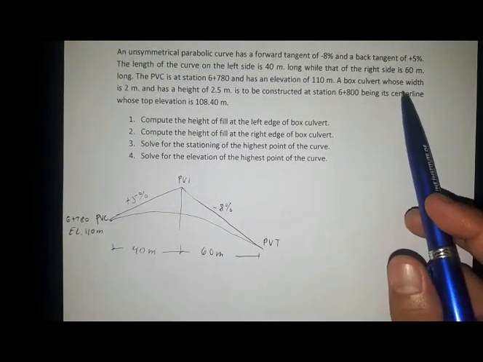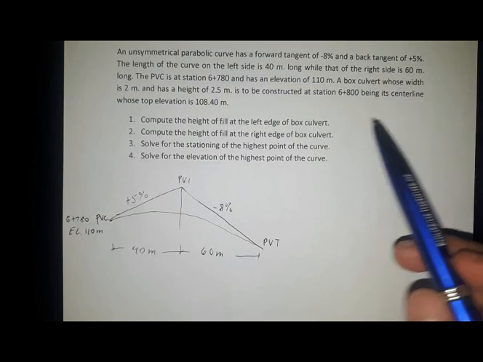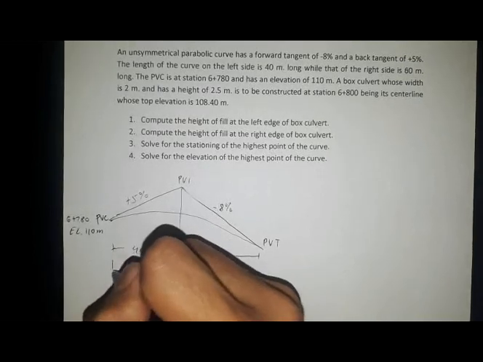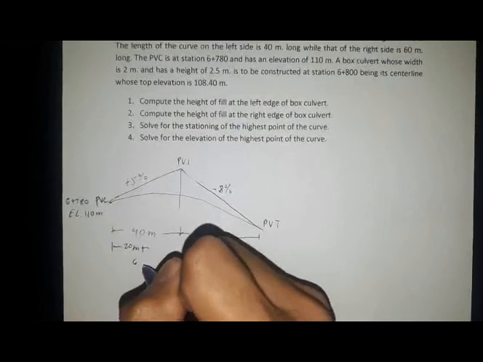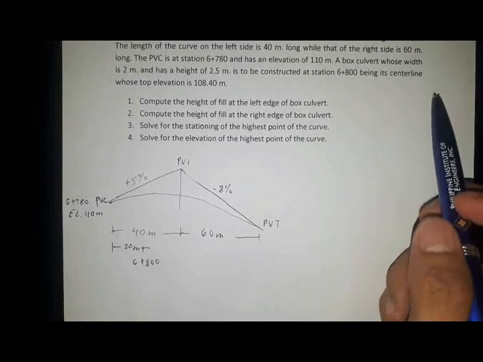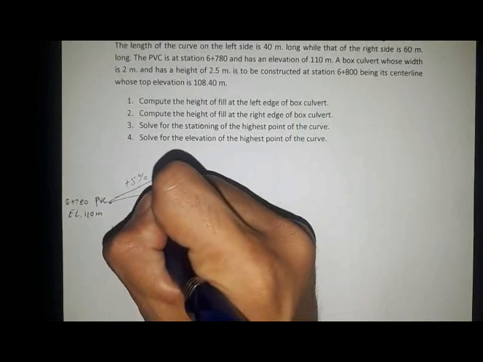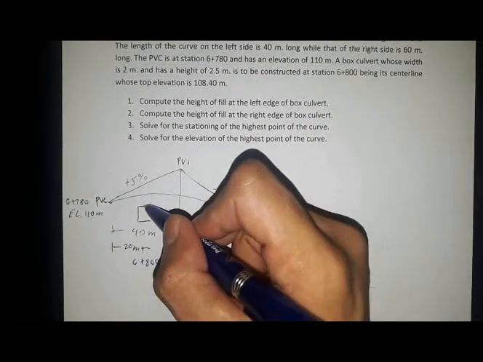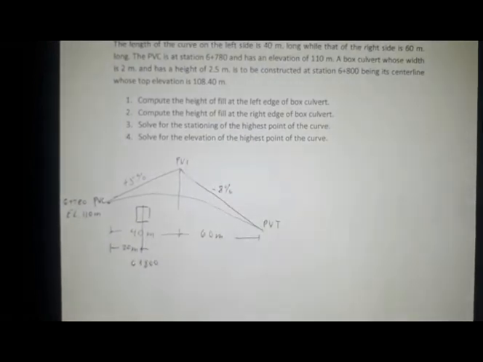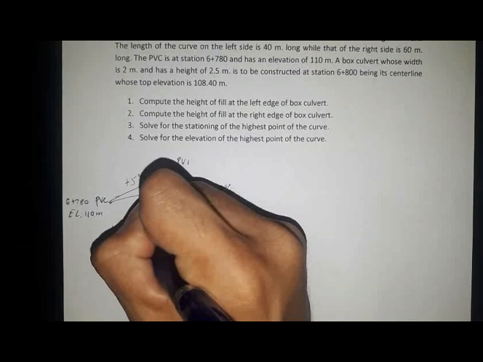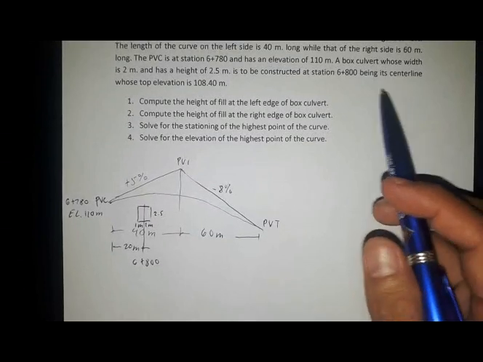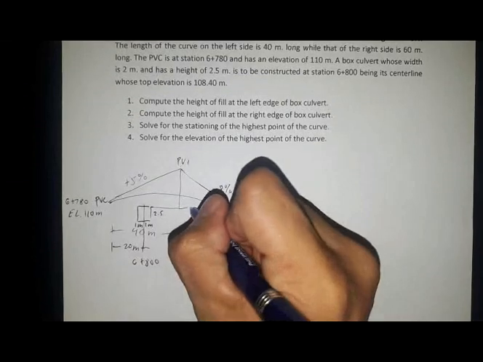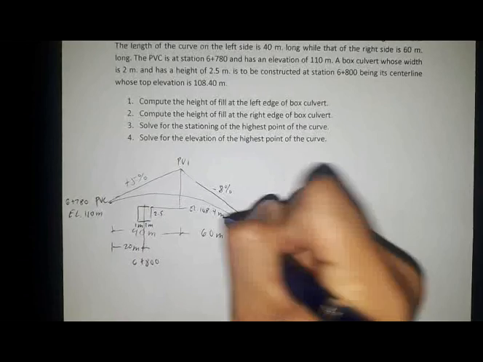A box culvert whose width is 2 meters and has a height of 2.5 meters is to be constructed at station 6 plus 800. So if this is 6 plus 780, we add 20 meters here. So this is 6 plus 800, being its center line, whose top elevation is 108.4. So here's our box culvert. So 6 plus 800 is the center line. So this is 2.5. This is 1 meter. This is 1 meter. And top elevation is 108.4. So this is our top elevation, 108.4 meters.